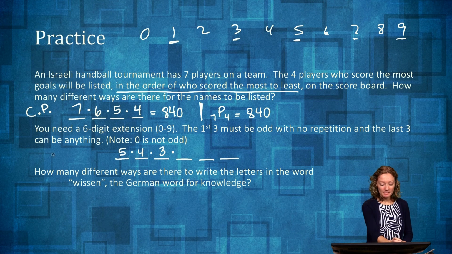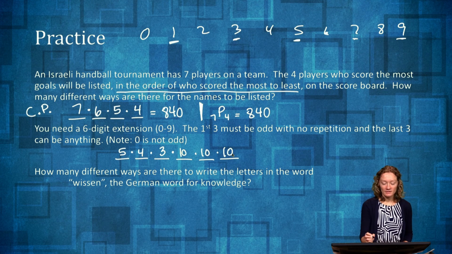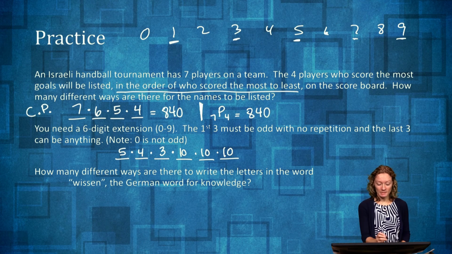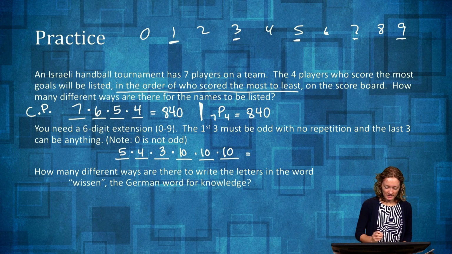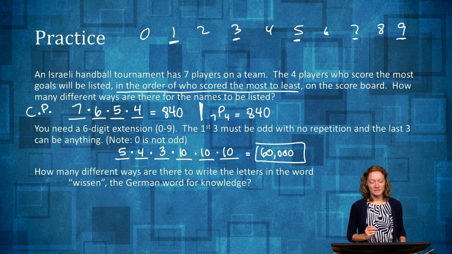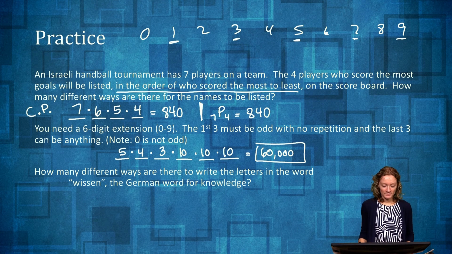And then the last 3 can be anything. Repetition's fine, anything. So then you have 10 choices, 10 choices, 10 choices, because it doesn't matter about repetition. So multiply these together: 5 times 4 times 3, 10, 10, 10, gives us 60,000 different ways you could choose that 6-digit extension.